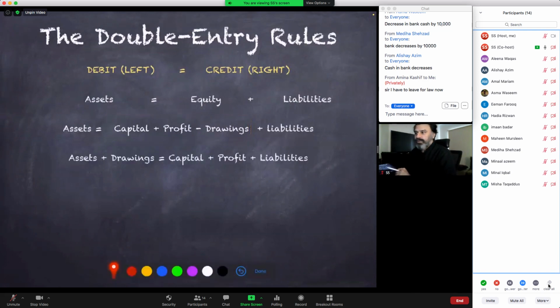So we agree with the third state of this equation. Please give me a green check if you agree with the third state of this equation. Assets plus drawings equals capital plus profit plus liabilities, right? We are simply shuffling the items around to avoid any negative sign. Understood?